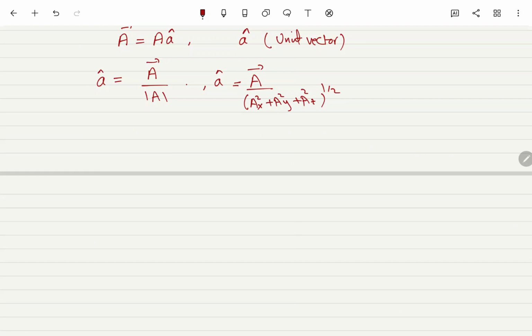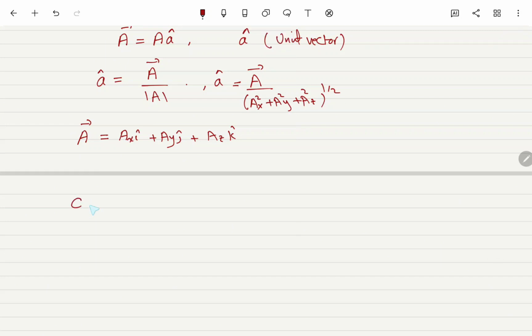Based on the above, we can write vector A equal to AX i hat plus AY j hat plus AZ k hat. In such a way, i hat, j hat, k hat are unit vectors.